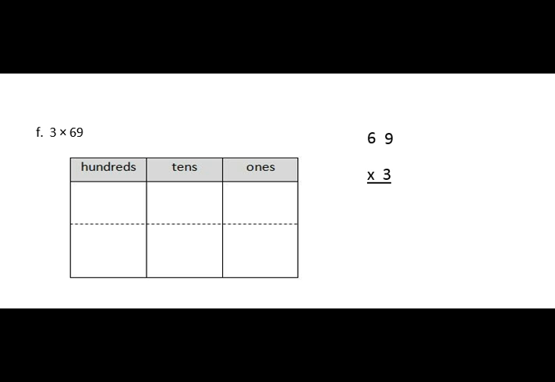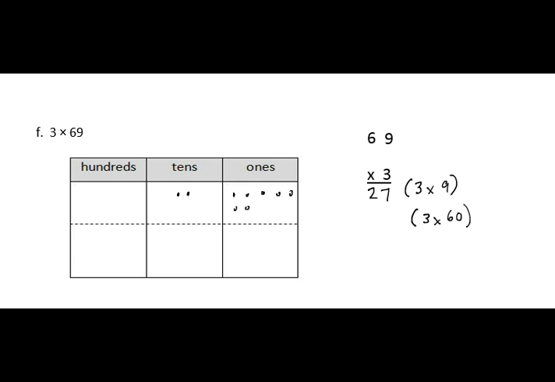Let's look at another example with a little bit bigger product. I'll start by taking 3 times 69. 3 times 9 will be my first partial product, which is 27. I will show that on the place value chart. 27 is 2 tens and 7 ones. Then I will take 3 times 60.